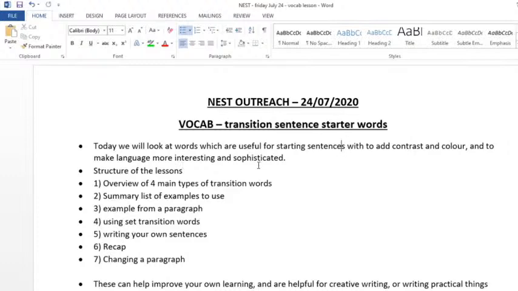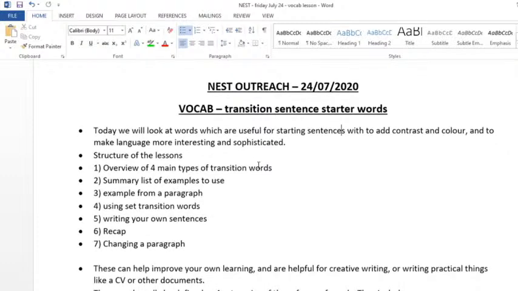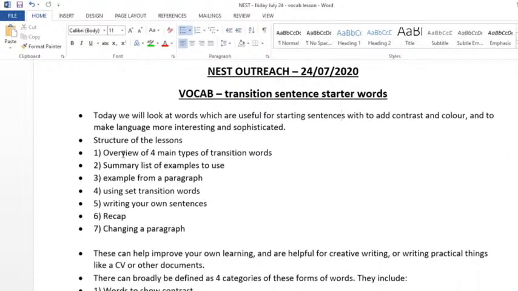So when you're starting a sentence, instead of starting it with just the noun, or "the", or "he, she, they did this", we're going to think about how we can make our sentences more interesting and flow on from each other. So the structure of today's lesson: number one, we're going to overview the four main types of transition words.